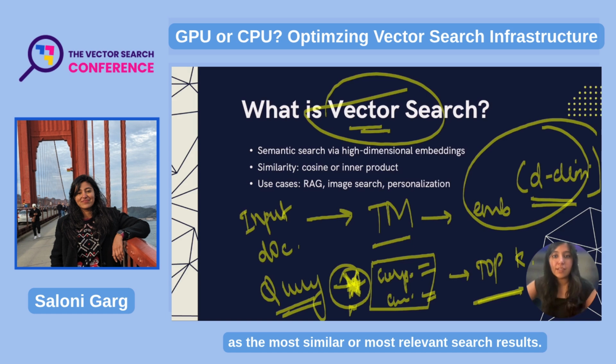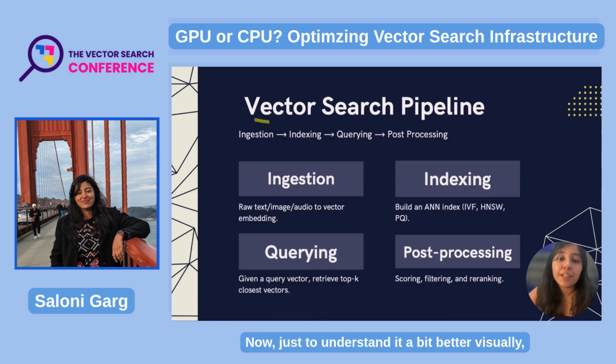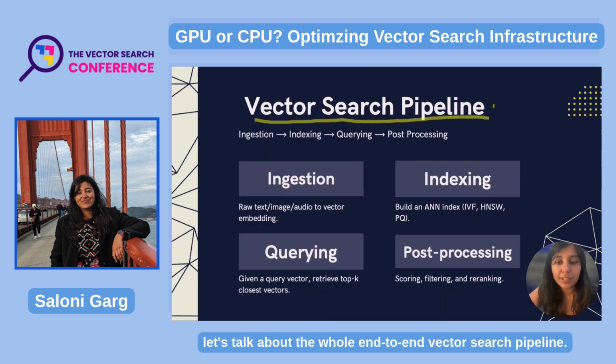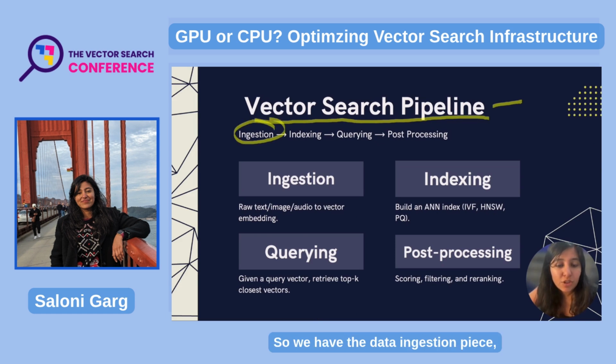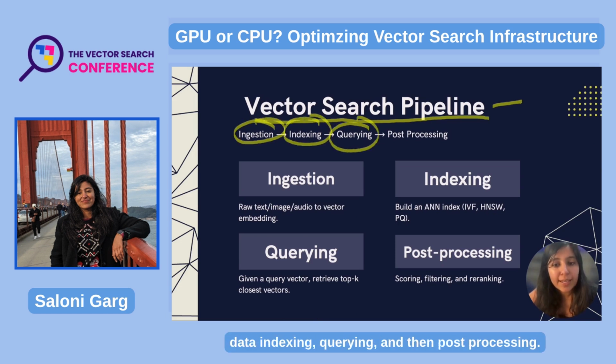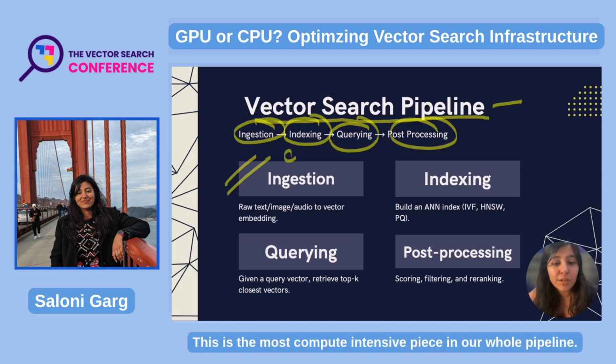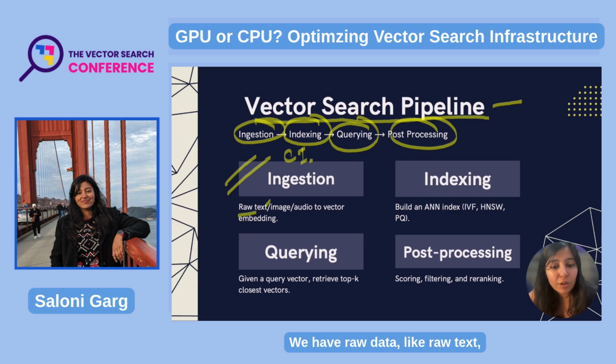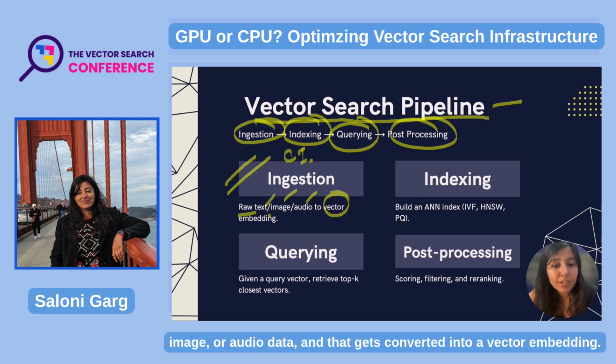Now, just to understand it a bit better visually, let's talk about the whole end-to-end vector search pipeline. So we have the data ingestion piece, data indexing, querying, and then post-processing. First of all, let's talk about the ingestion piece. This is the most compute-intensive piece in our whole pipeline. We have raw data, like raw text, image, or audio data, and that gets converted into a vector embedding.